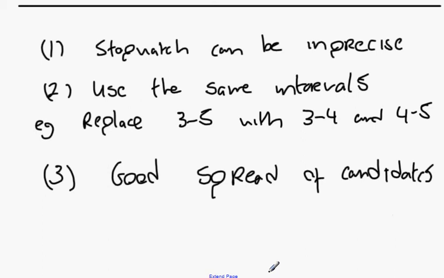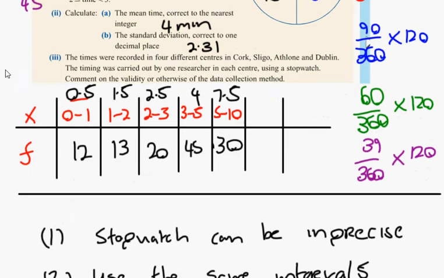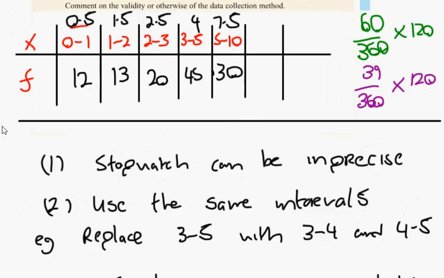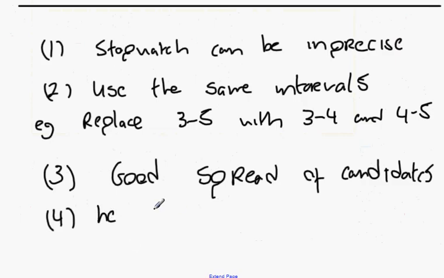Candidates. Okay. Shh. Okay, guys. It's good because he's using the same collection methods every time. And maybe we should make sure he uses the same amount of students. We will say he should use the same number of students in each section.